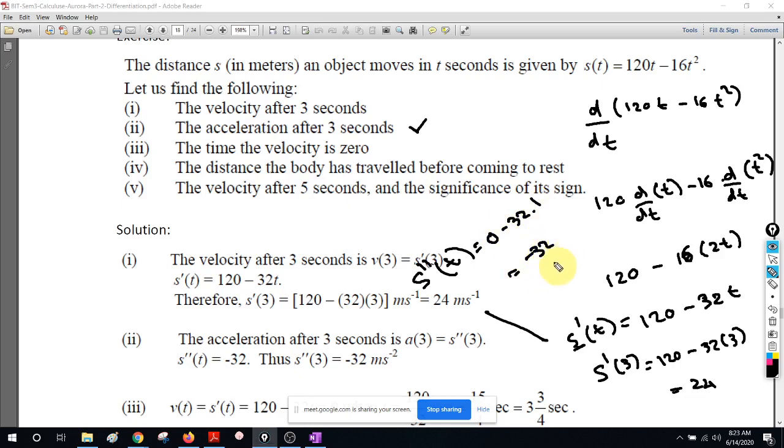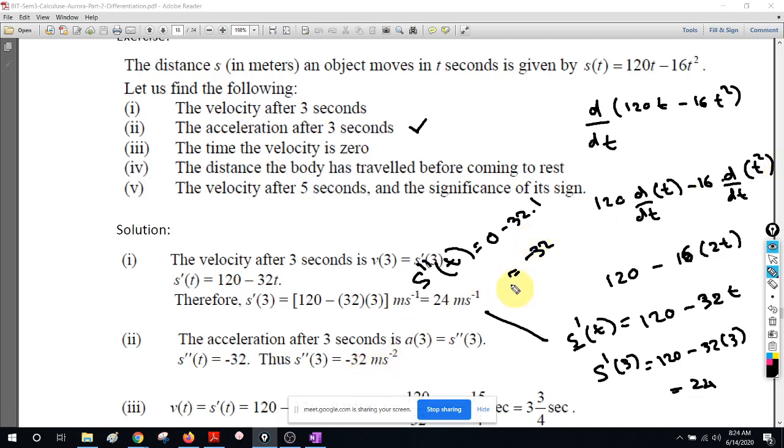So that means my acceleration is a constant, always minus 32. Minus 32 actually means it's a deceleration, not an acceleration. The speed is getting lesser and lesser. So not only at 3 seconds, at any time my deceleration is 32. So the answer is minus 32. The speed is getting lesser and lesser, and the acceleration is constant, minus 32.